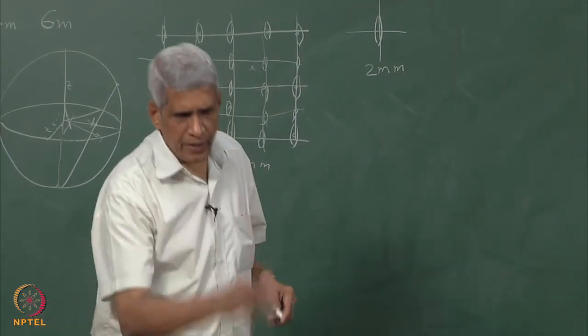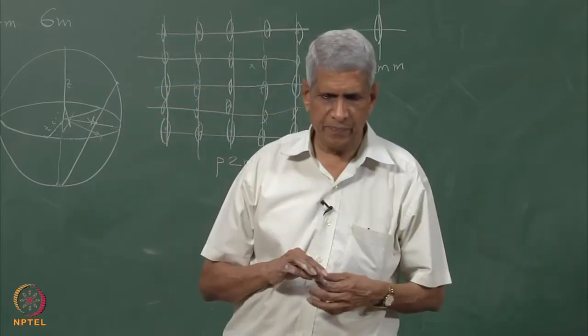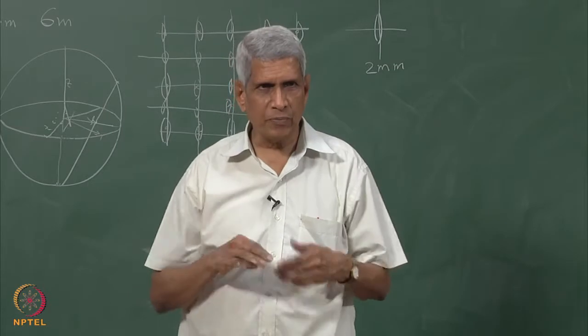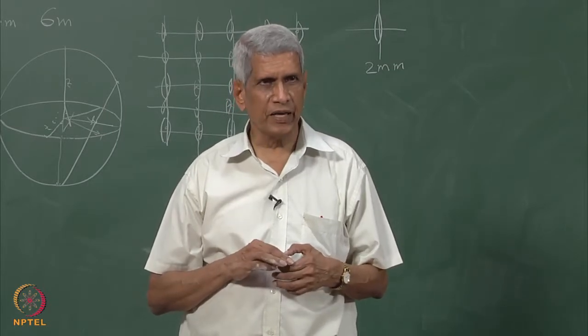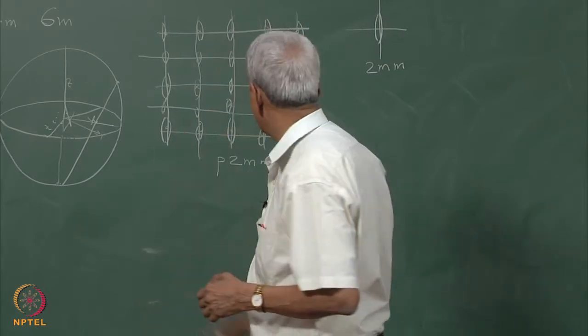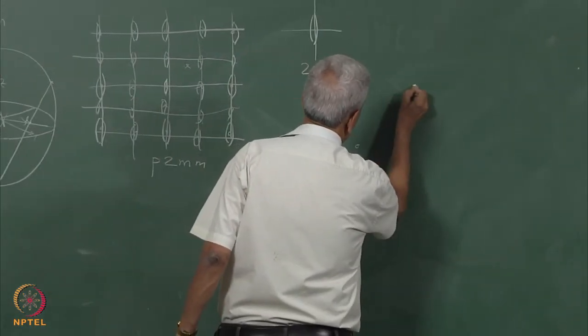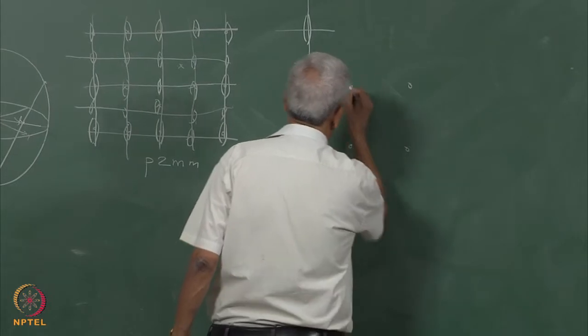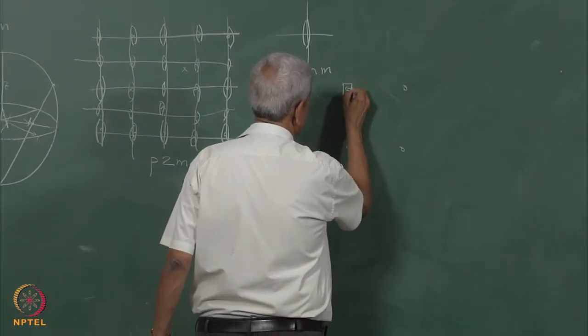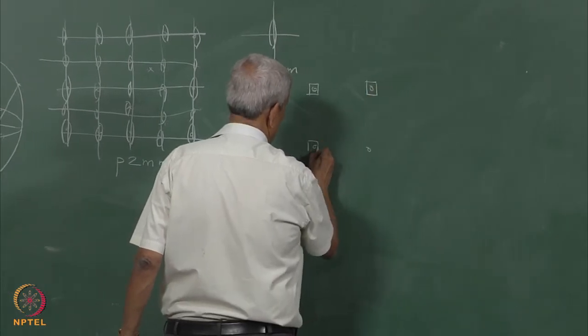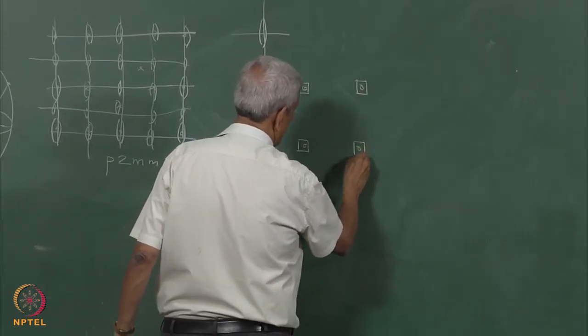Okay. Now let us consider a square lattice. In a square lattice, what all types of symmetry can we have here? Four-fold symmetry is possible. So that means four-fold symmetry, the symbol is just putting a square to represent it. Okay. I am just showing one unit cell.